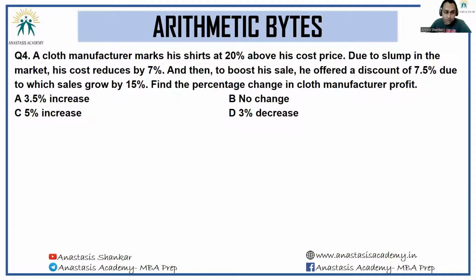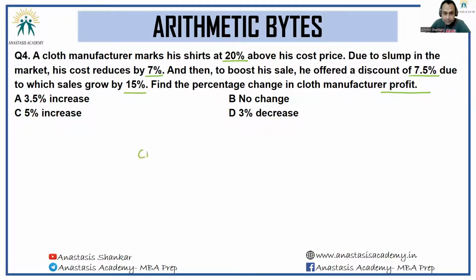Next one. A cloth manufacturer marks his shirts at 20% above his cost price. Due to a slump in the market, his cost reduces by 7%. And then to boost his sale, he offered a discount of 7.5%, due to which his sales grow by 15%. Find the percentage change in cloth manufacturer profit. Pay attention, what they're asking for is precise profit.